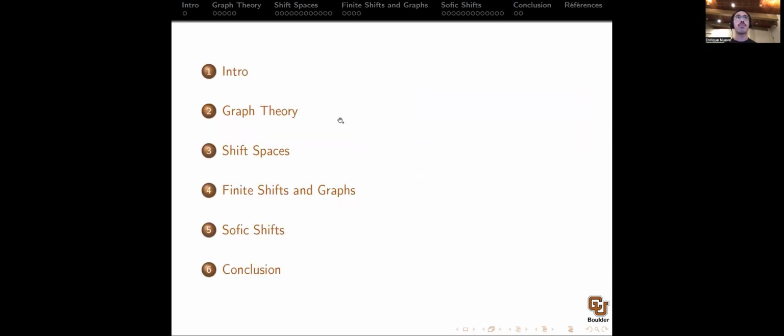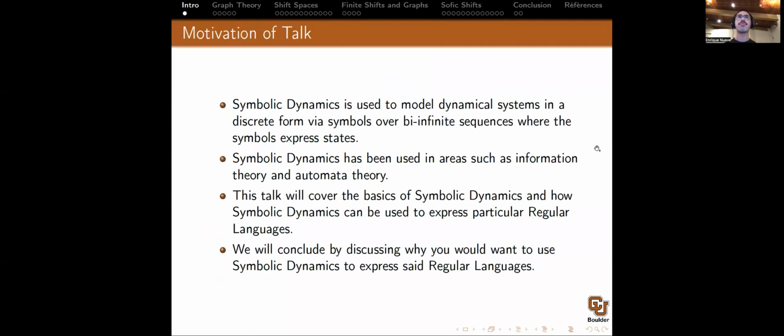Here's the outline for this presentation: an intro, some prereqs in graph theory, what are shift spaces, the core idea in symbolic dynamics, finite shifts in graphs, how shift spaces and graph theory go together, and suffix shifts, which is a particular type of shift space that corresponds to a particular type of regular languages, which we are going to show how they're related, and a conclusion to wrap everything together.